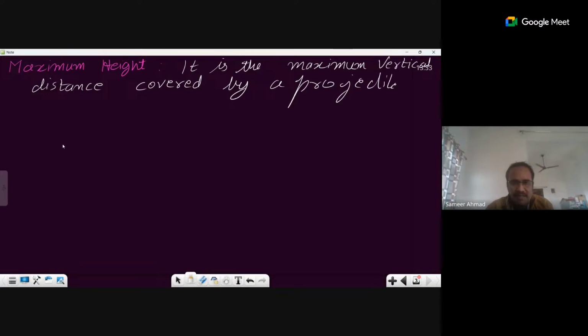So the maximum vertical distance, at the maximum height, we know that the velocity component in the vertical direction will be 0. So at the maximum height, Vy equals 0. So we can use the third equation of motion.